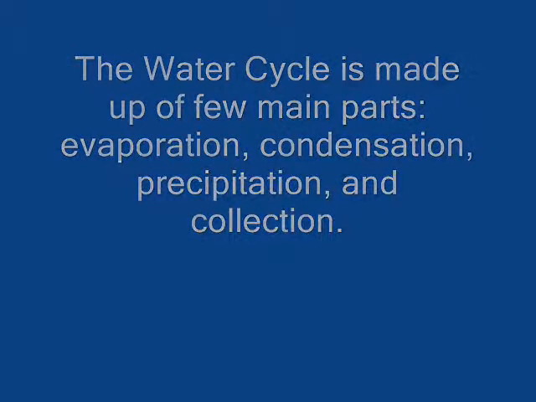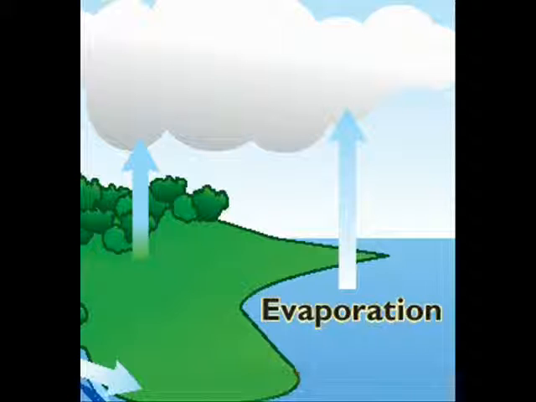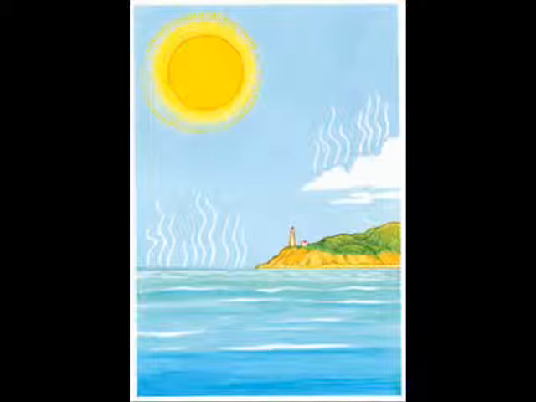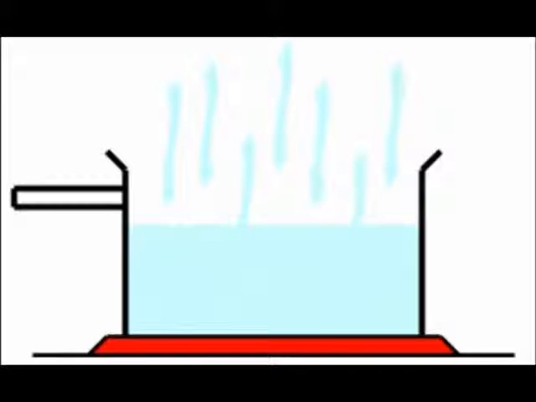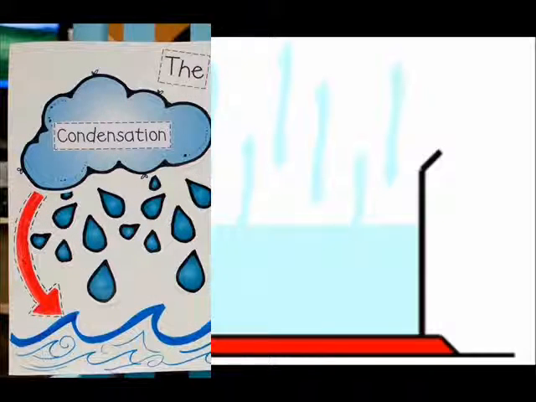The first part of the water cycle that I'm going to talk about is evaporation. Evaporation is when the sun heats up water in rivers or lakes or the ocean and turns it into vapor or steam. The water vapor or steam leaves the river, lake, or ocean and goes into the air. You can make your own evaporation when you heat some water in a pot on the stove. Look closely. Do you see the steam? That is evaporation.